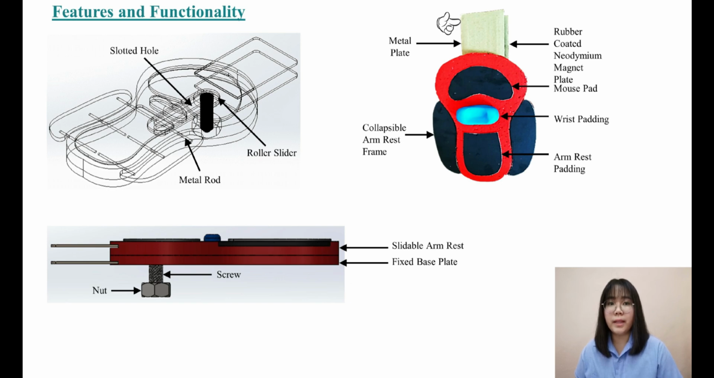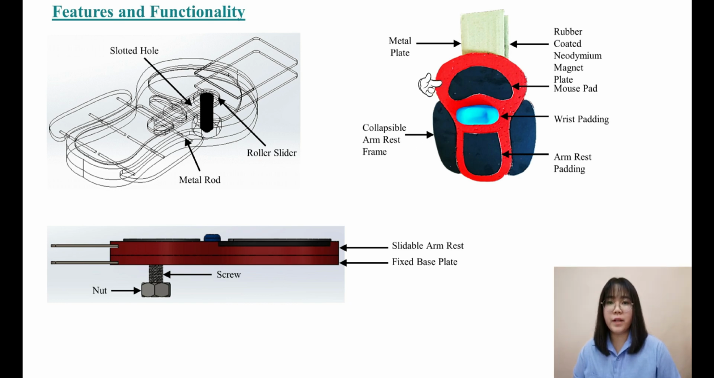On the other hand, the metal plate is located on the top surface of the table, which is connected to the slidable armrest, while the rubber-coated neodymium magnet plate is a strong magnet plate that is located at the bottom surface of the table, which is connected to the fixed base plate. The collapsible armrest frame provides larger surface area for users with larger arm size.